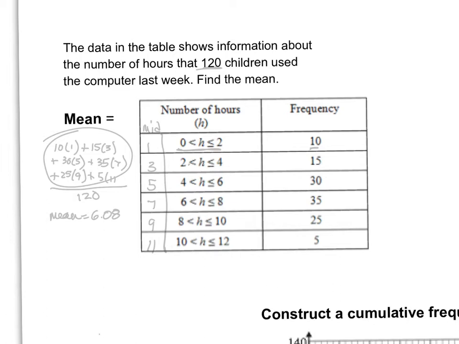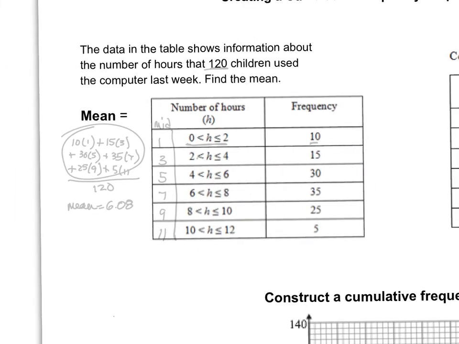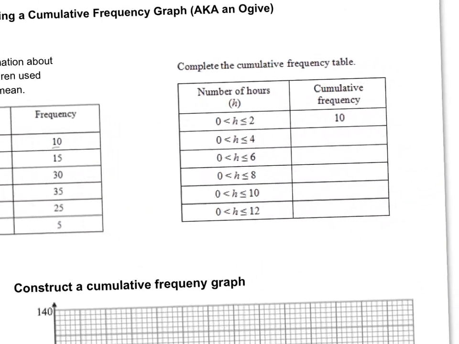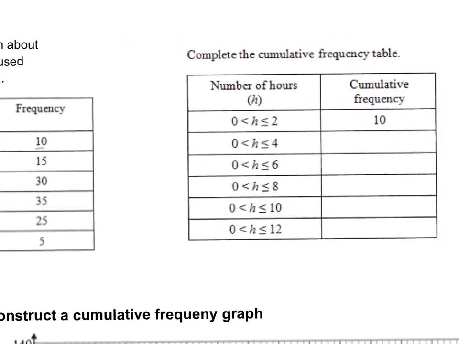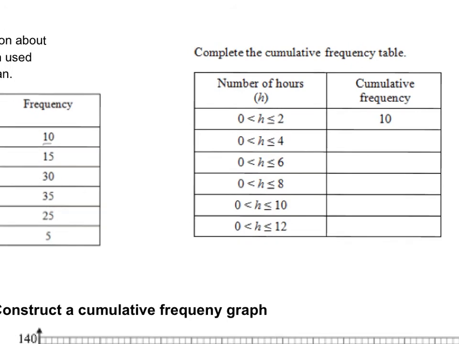All right, so the next thing we're going to do is, as soon as I figure out how to shrink this down and move it, we're going to make a cumulative frequency table. So I have over here the number of hours again, and instead of frequency, you'll notice that it says cumulative frequency. When you hear the word cumulative, you can think of accumulation. That's sort of like cumulative.